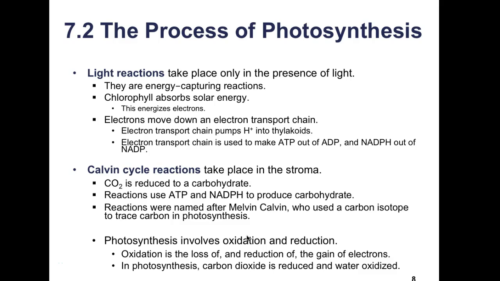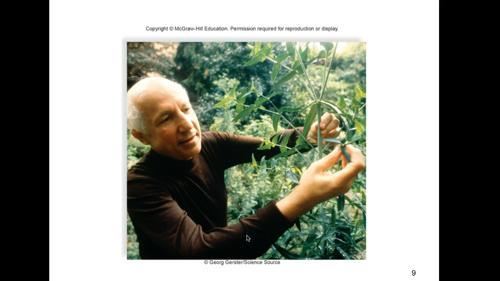The reactions themselves were named after Melvin Calvin. He used carbon isotopes to trace carbon throughout the process of photosynthesis. And basically, photosynthesis involves a series of oxidation reduction reactions. Remember that oxidation is the loss and reduction is the gain of electrons. So in the very beginning of this process, water will be oxidized in the light reaction, and CO2 is going to be reduced in the Calvin cycle, or the carbon fixation reactions.